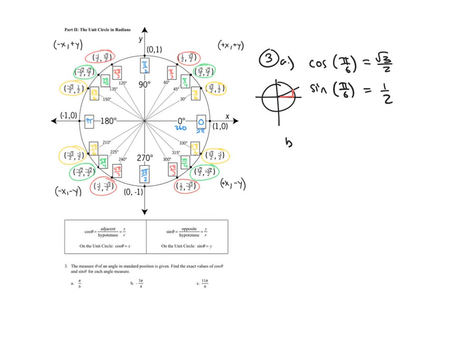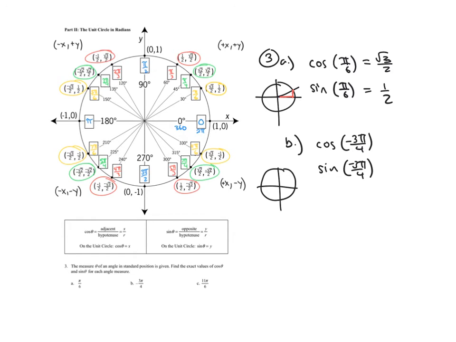In part B, at negative 3 pi over 4, so we want cosine of negative 3 pi over 4 and sine of negative 3 pi over 4. You can see where 3 pi over 4 is on the unit circle that we just filled out.